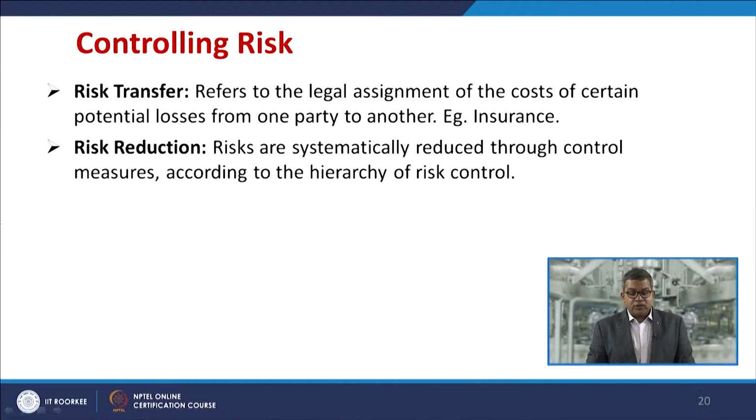Then the risk reduction. The risks are systematically reduced through control measures according to the hierarchy of risk control. So we have gone through all this risk reduction aspect in the industrial hygiene segment. So by substitution, by other change protocols, we can reduce the risk at the workplace.